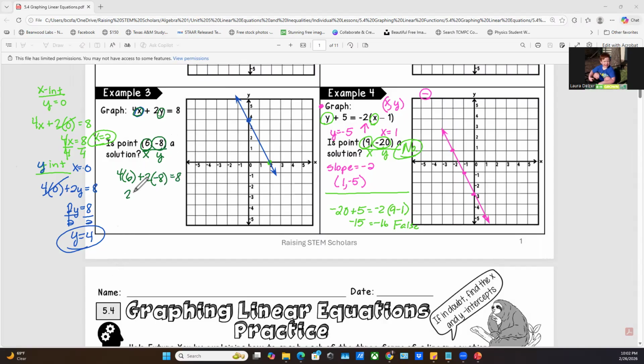4 times 6 is 24. 2 times negative 8, negative 16, equals 8. 24 minus 16 does indeed equal 8. 8 equals 8. This is a true statement. So yes, this is a solution.